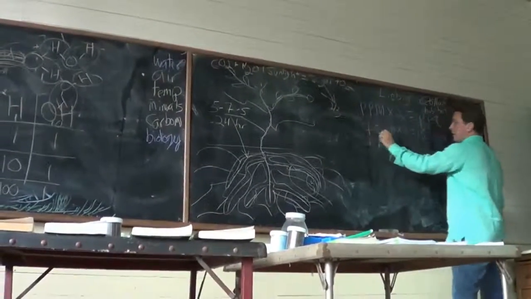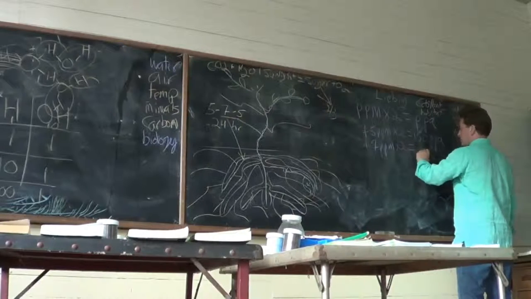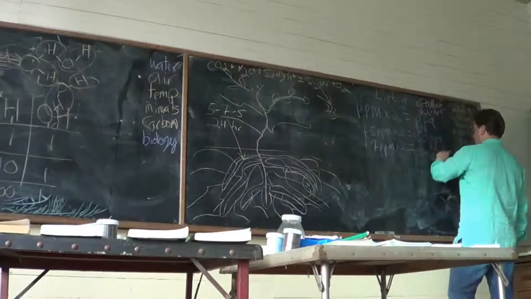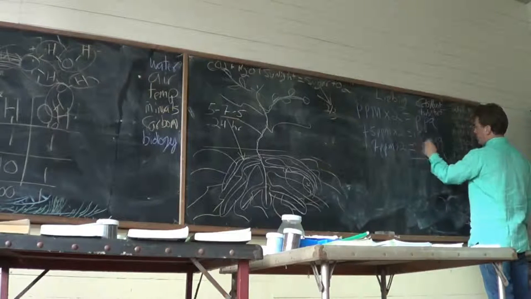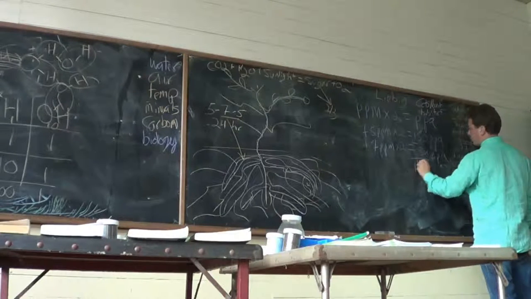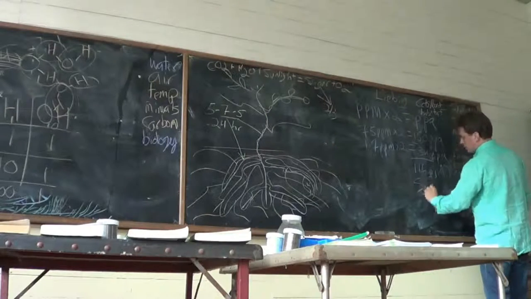14? 17. So we need 75. We have 17. So you can do it over here, but 150 pounds per acre minus 34 pounds per acre equals 116 pounds per acre of sulfur.